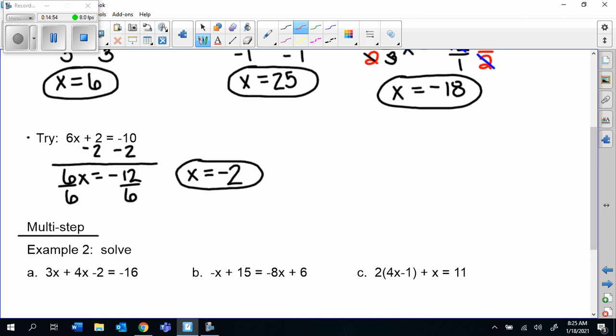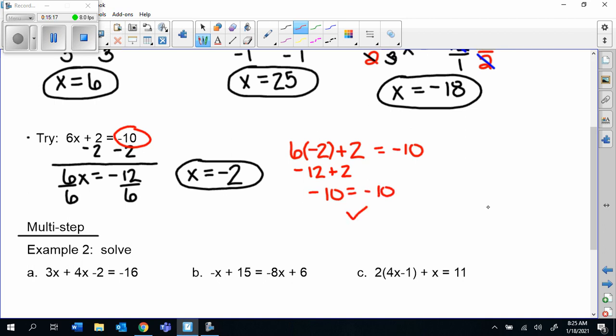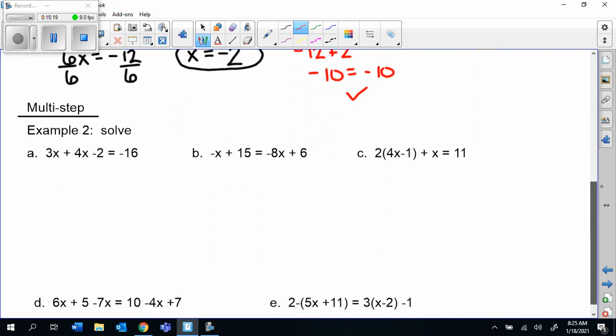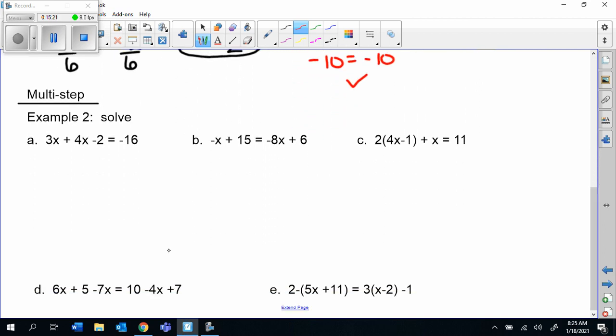And we can go back and check that if you'd like. 6 times negative 2 is negative 12, plus 2 is negative 10, which is what it needs to be right here. And so it checks. All right. Now we immediately kind of move into problems that could have 3 steps, could have 5 steps. It's just very problem dependent.